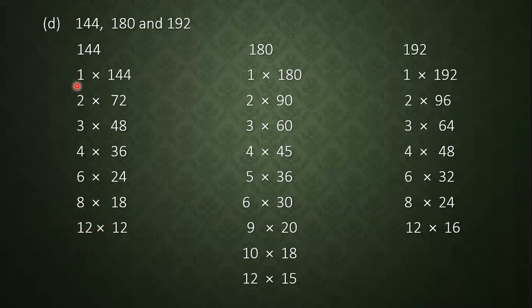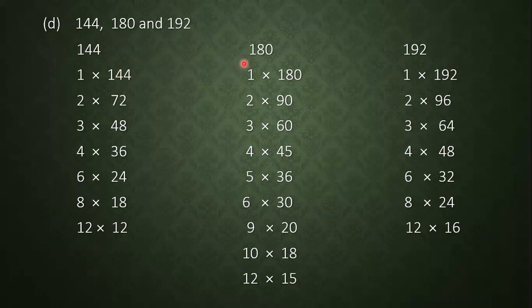Factors I am showing in the next slide as there is no place here. 1, 2, 3, 4, 6, 8, 12. We don't have to repeat the same number again, so 12 we write only one time. 18, 24, 36, 48, 72 and 144 are the factors of 144.